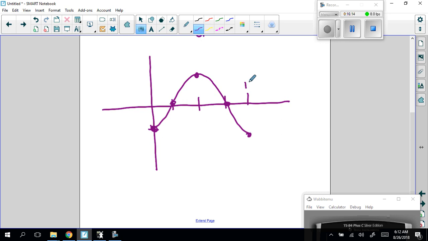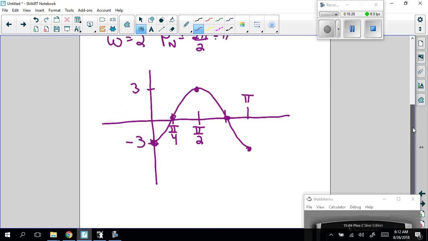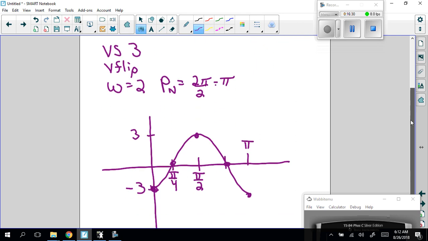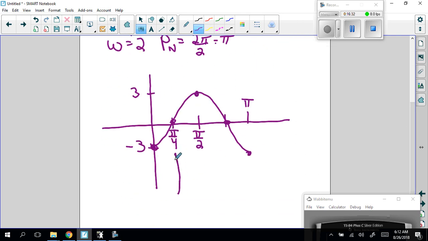And I repeat every pi. This is pi over 2. This is pi over 4. This is negative 3. This is 3. And you ask yourself, do you feel like shifting it right pi over 4, up 6? Yes, I feel like shifting it right pi over 4. Yes, I feel like shifting it up 6.